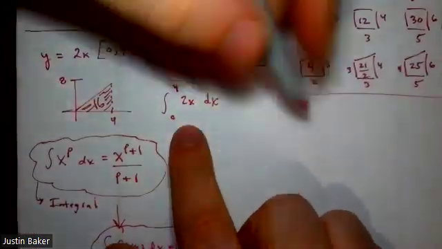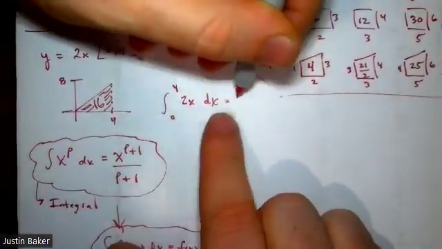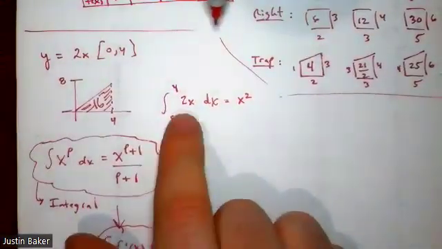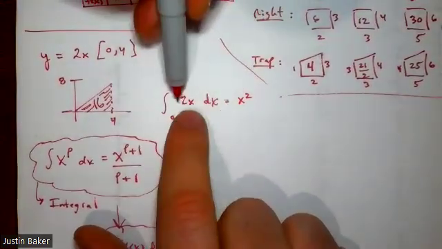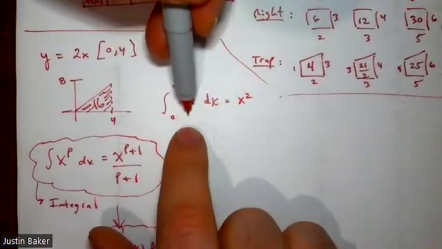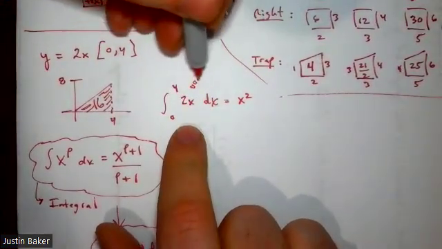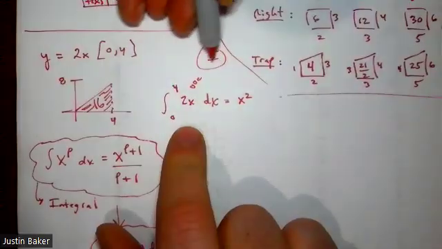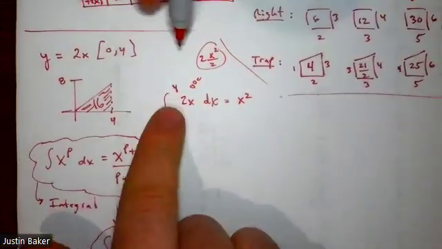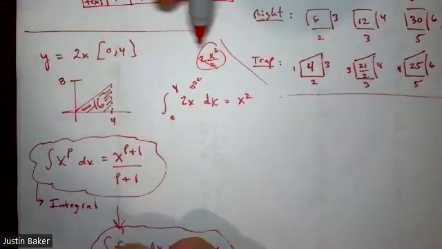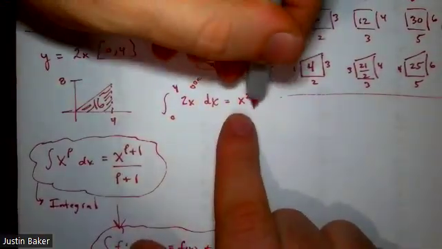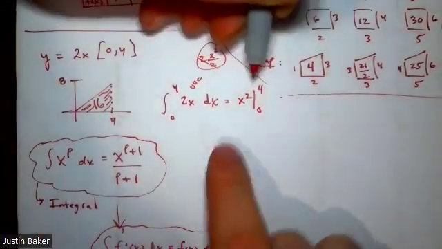Okay, so up to here, hopefully then it would make sense to say that this would be x squared. So how am I coming up with that? It would be x squared over 2 if we add 1 to the power and divide by the power, but you have a 2 out front, so those 2's would cancel. So that takes us to x squared from 0 to 4.